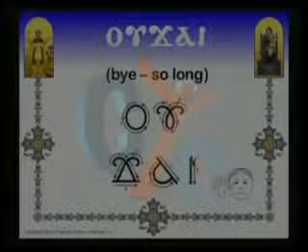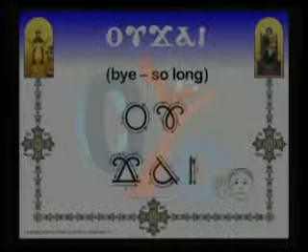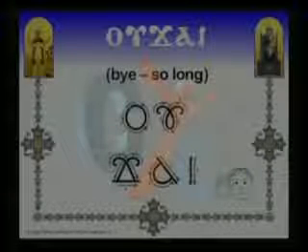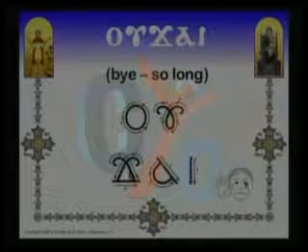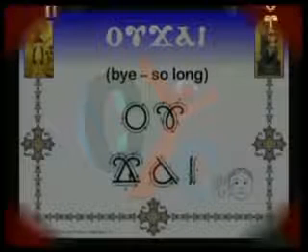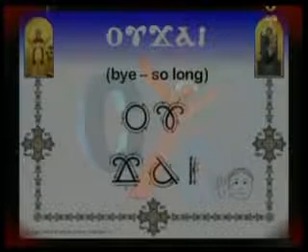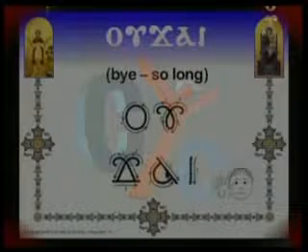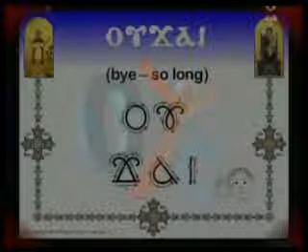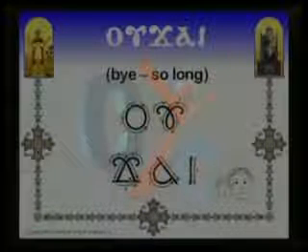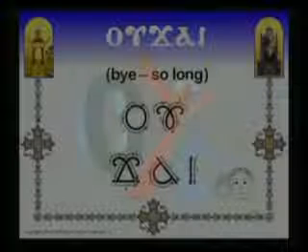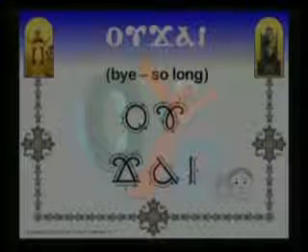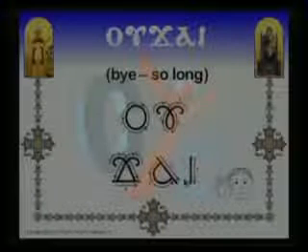The last letter is the iota, which we saw in the word Nofri. So the second syllable then is pronounced Gai, because this letter, which is like E normally, when it comes after the alpha, is pronounced like the English Y. So this syllable is Gai, and Ugai means bye.